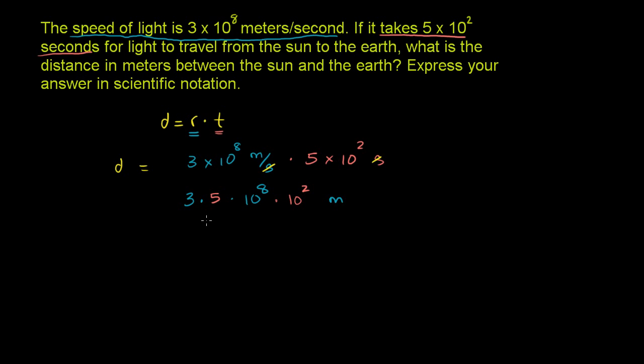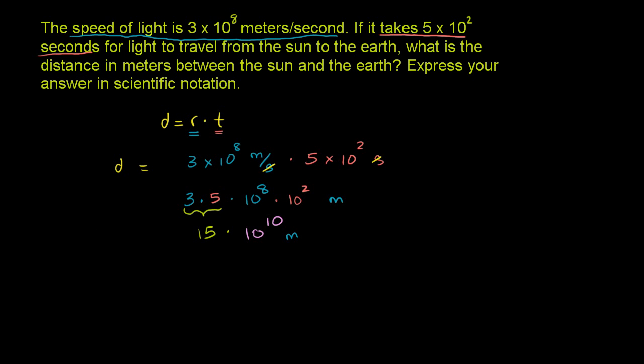So you have a 3 times a 5 right here. That's 15. And then you have that being multiplied by 10 to the 8th times 10 squared. 10 to the 8th times 10 squared, that's 10 to the 8 plus 2, or 10 to the 10th power. So the distance is 15 times 10 to the 10th meters. Now you might say, hey, I'm done. That is the distance. And that looks like scientific notation. I have some number times some power of 10.